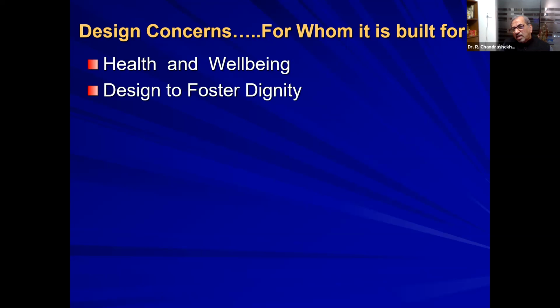designed to foster dignity. This is literally a forgotten word. Now, the dignity of that individual is very important. You have to understand for whom you are designing. You design your way and your way of living.